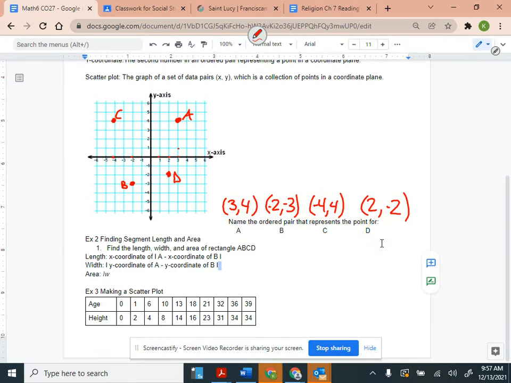So are we seeing how we're finding those coordinates? You always look at where you're going left or right. That's your first number. And then up or down is your second number. So we have the X, then the Y. And you can always see on the graphs, we have it labeled. The X-axis goes left, right. The y-axis goes up, down.